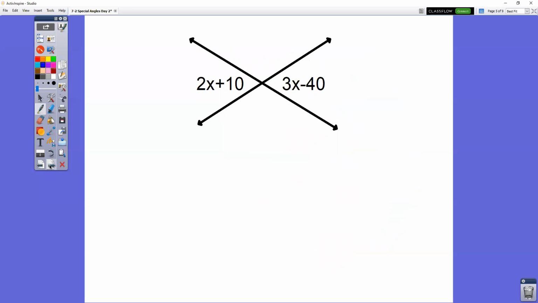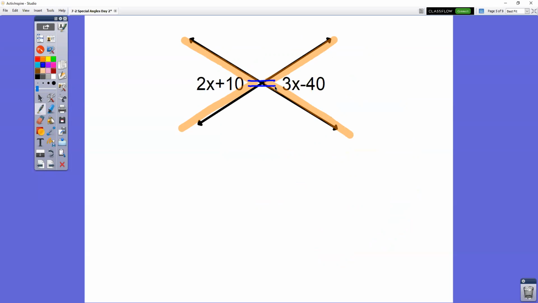Next one are vertical angles. Now, vertical angles form an X. The top and bottom of the X are the same. The left and the right of the X are the same. So what I think is personally very, very helpful for this is whenever you have vertical angles, and I talked about this the other day, put an equal sign right in the middle like that.